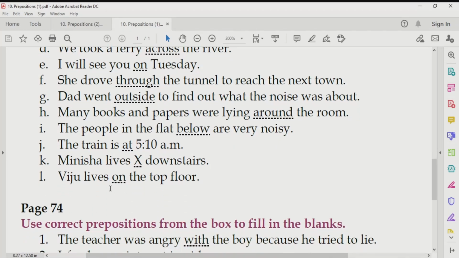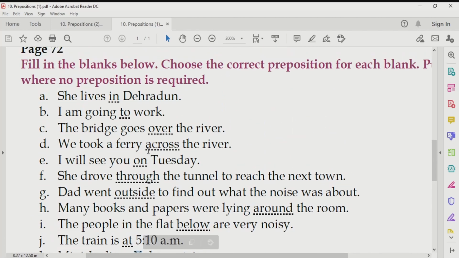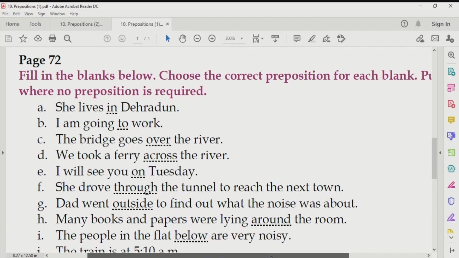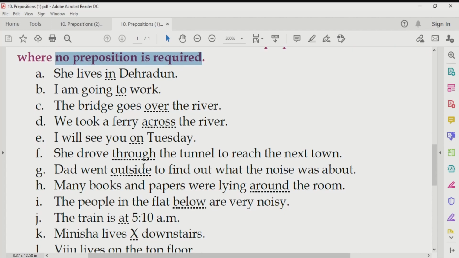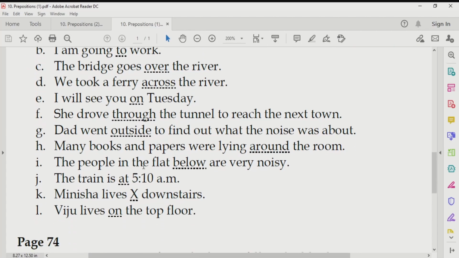Now the next one, Minisha lives cross downstairs. Students, please note cross is not a preposition. Going back to this, choose a correct preposition for each blank. Put a cross mark where no preposition is required. As I told you, in some sentences we know the position but we don't need a preposition. You may get confused about what I'm saying. Just read this sentence once again. Minisha lives downstairs. I'll give you another example.